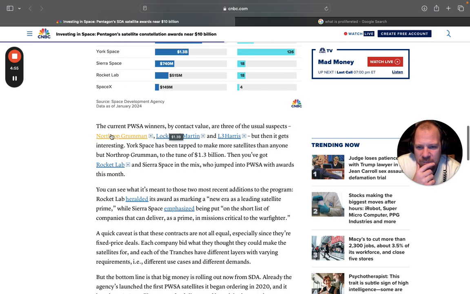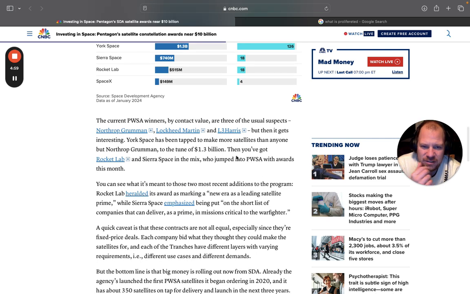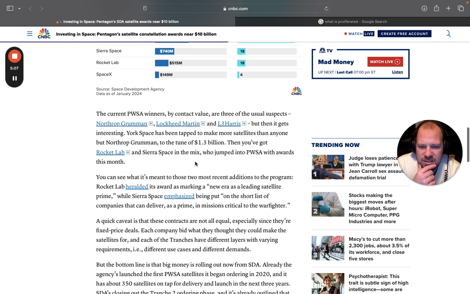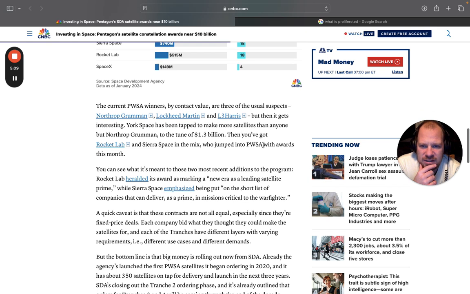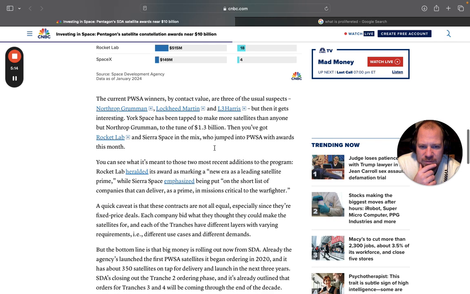So here we go. The current PWSA winners by contract area are the three usual suspects, Northrop Grumman, Lockheed Martin, L3 Harris. But then it gets interesting. York Space has been tapped to make more satellites than anyone but Northrop Grumman, to the tune of $1.3 billion.